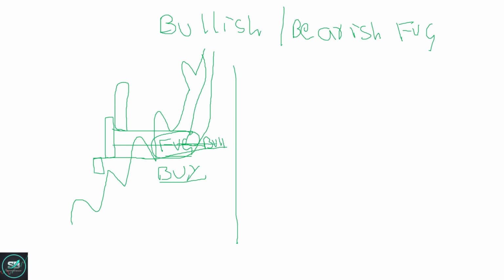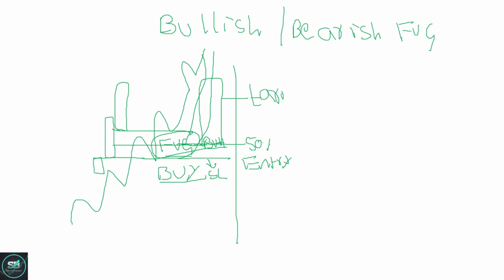Our entry will be at 50% of this FVG zone. And where will our stop loss be? Our stop loss will be below this FVG zone. From here, our target will be a minimum of 1:2.